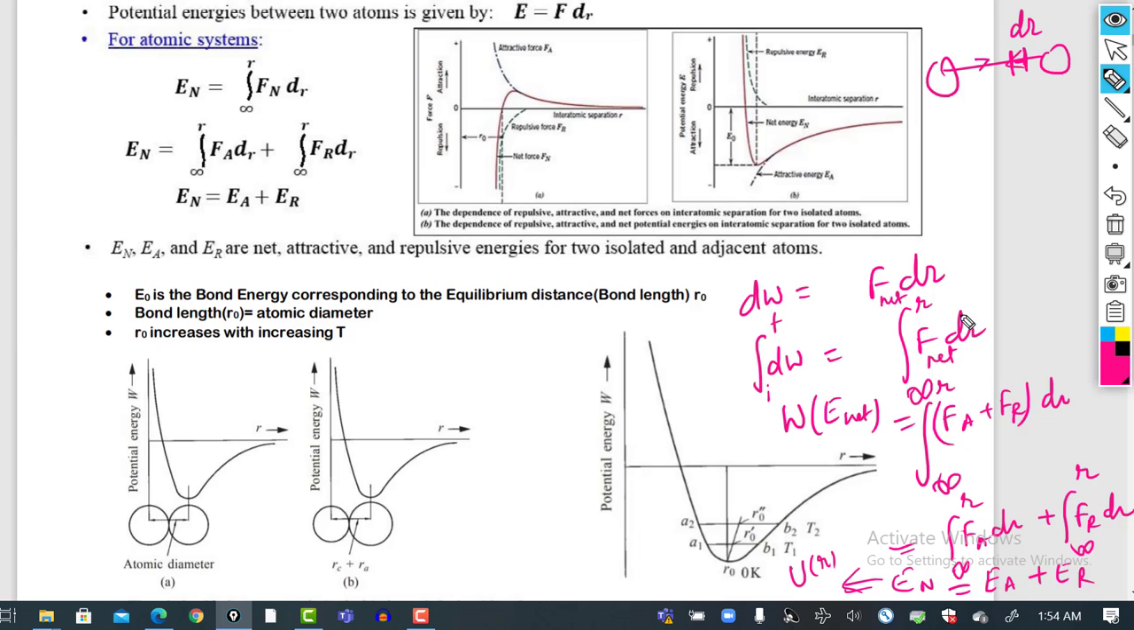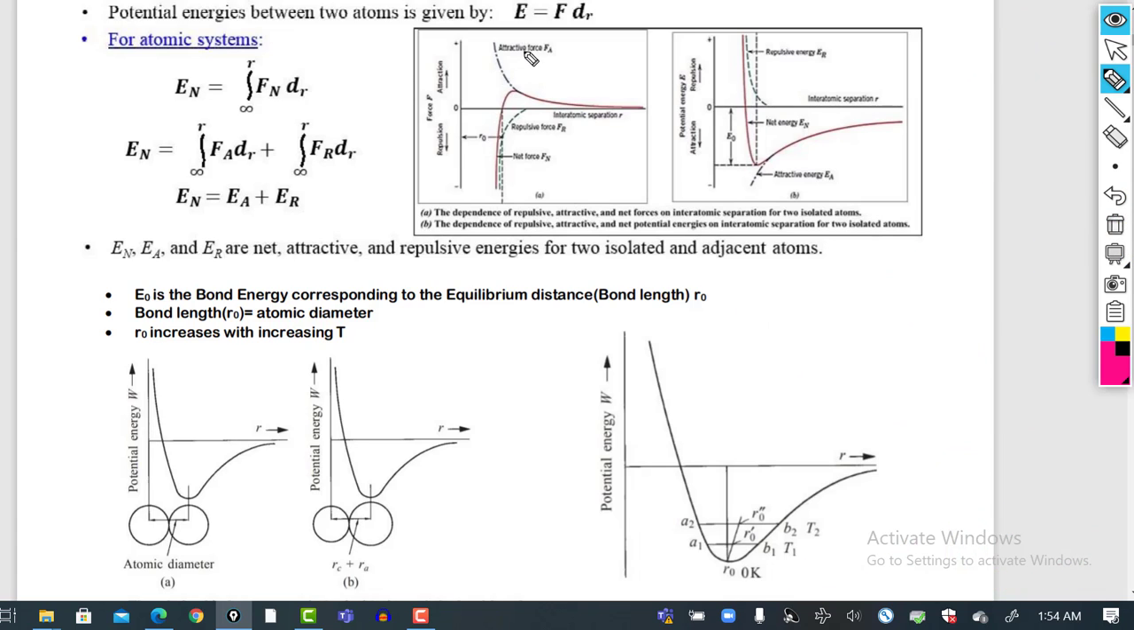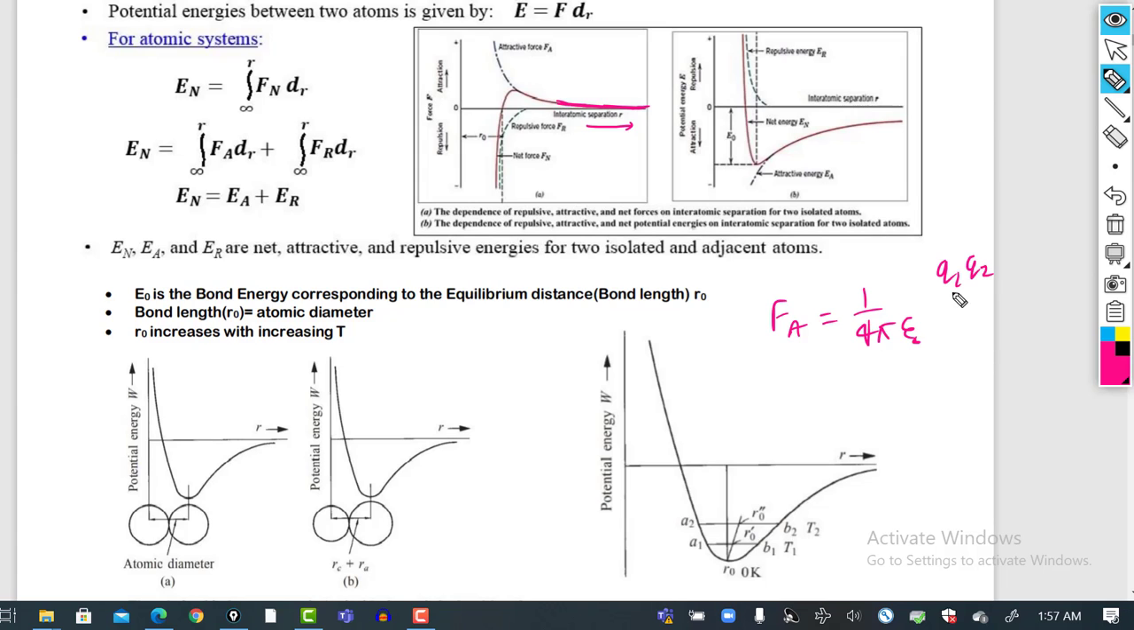Now let's interpret the same logic in the graph. In the graph, as you can see, this is force versus interatomic separation. Now when r is very large, the attractive force is not dominating, I mean the attractive force is changing slowly. Why? Because the attractive force is very low. Why is it lesser? Because the attractive force Fa works on the principle of Coulomb's law, 1 by 4 pi epsilon naught q1 q2 by r square.